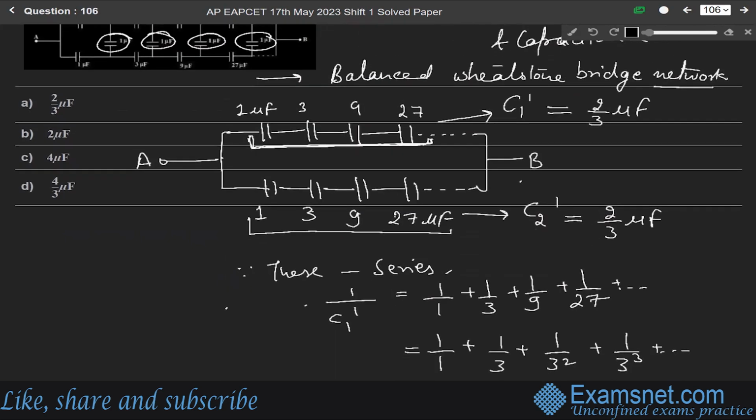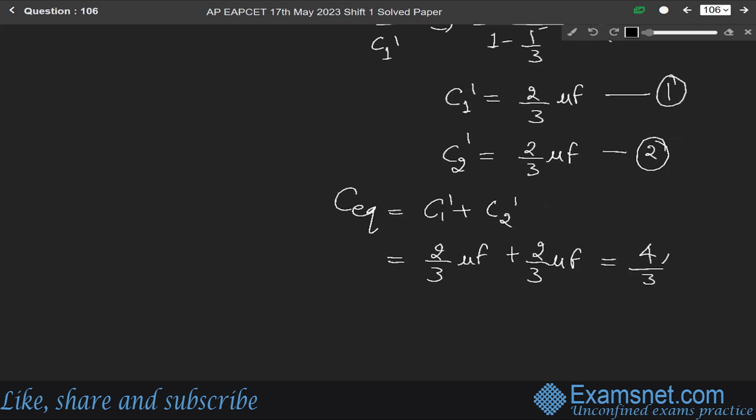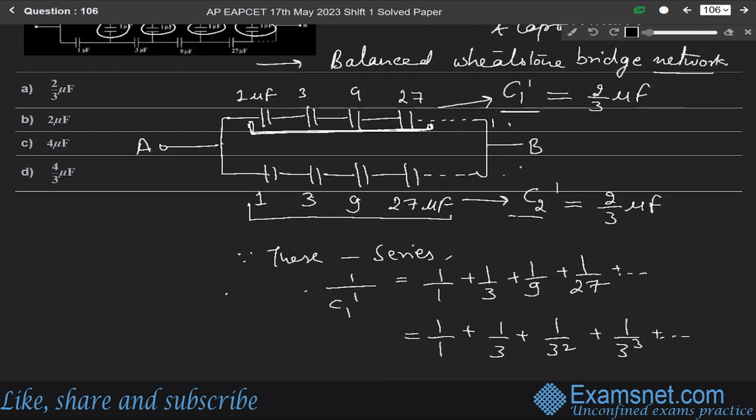And now these two combinations, C1 dash and C2 dash, are connected in parallel. So for parallel combination, we know that C equivalent will be C1 dash plus C2 dash. So it will be 2 by 3 microfarad plus 2 by 3 microfarad. So it comes out to be 4 by 3 microfarad. So our correct answer is option D, 4 by 3 microfarad.